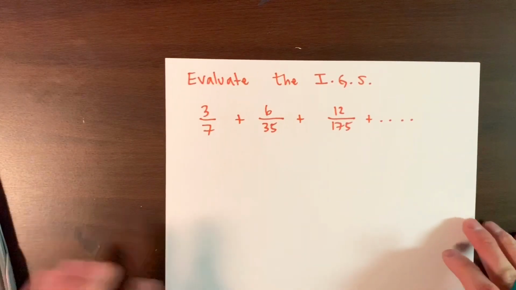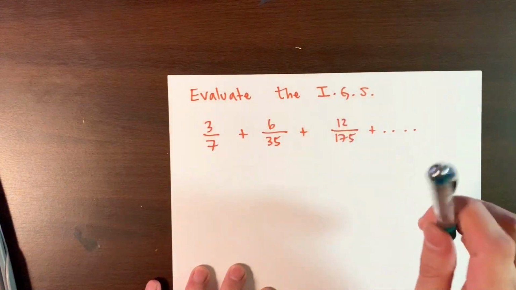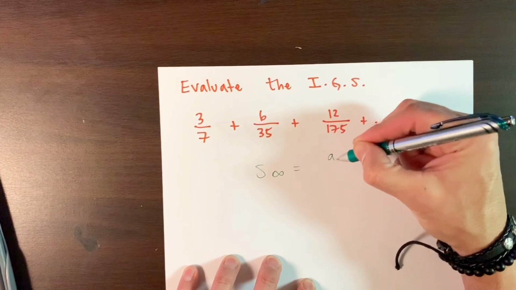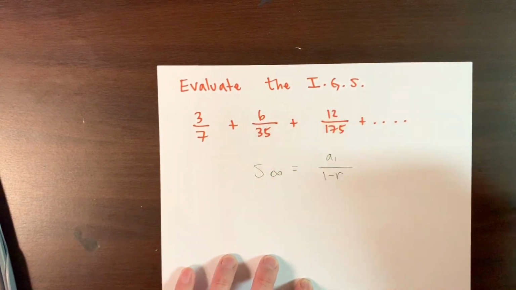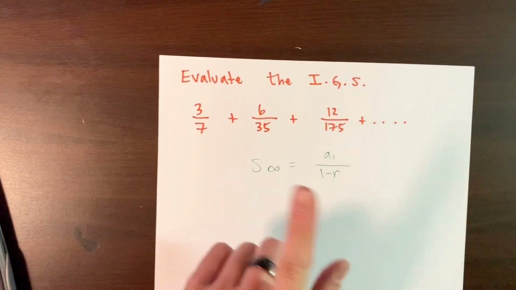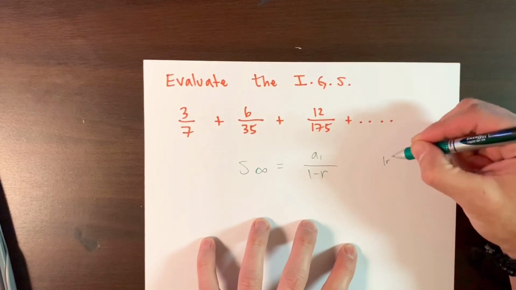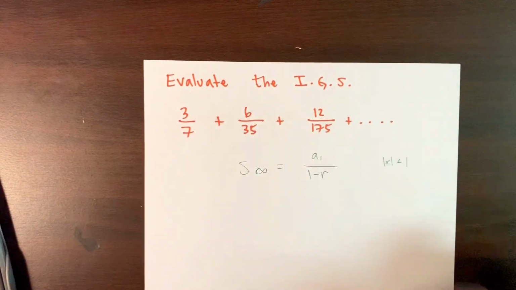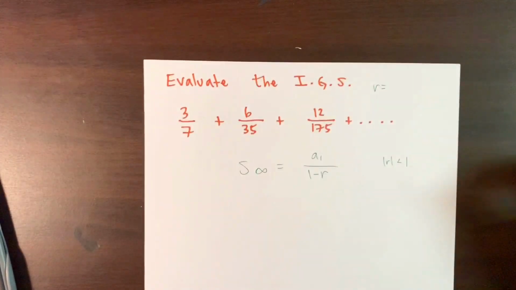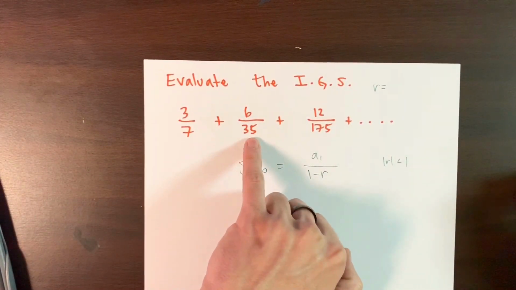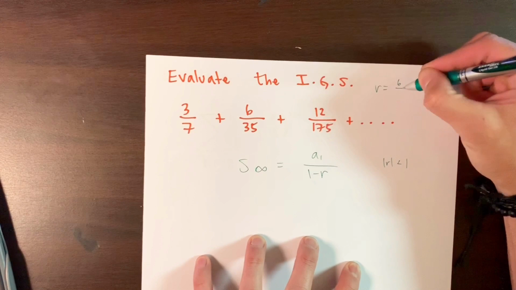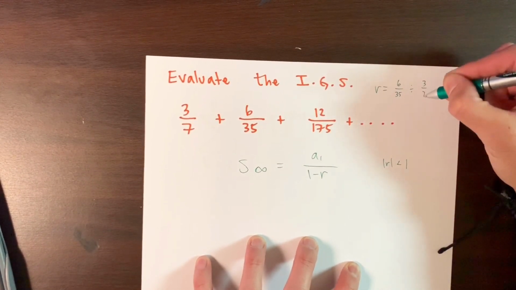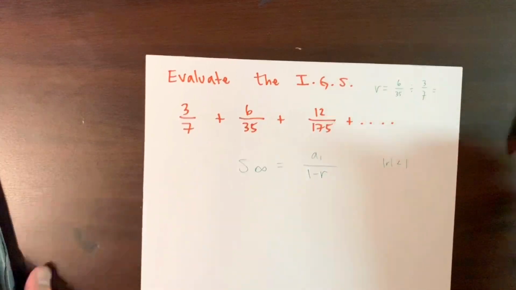All right. Evaluate the IGS, the infinite geometric series. The infinite geometric series formula looks like this. Remember that? However, you only have permission to use this formula if this is true. So we have to find r. R equals any term divided by the term before. So go 6 over 35 divided by 3 over 7. Let's see what that is.